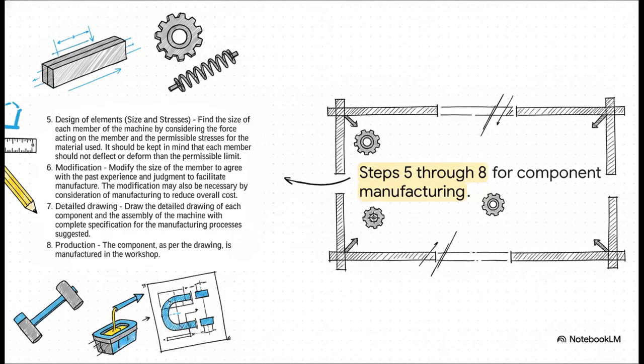Right, so once you have the forces and the materials dialed in, you hit step 5, design of elements. You determine the exact physical size of each member by making sure the calculated stresses do not exceed permissible limits. You have to guarantee nothing deflects or deforms in an unacceptable way.